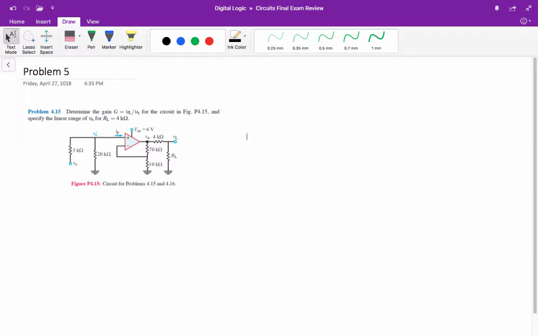This is problem 5 from your exam review worksheet. This is a problem on op amps from chapter 4. And we are to determine the gain, VL over VS, for this circuit and to specify the linear range of VS for RL equal to 4 kiloohms. So you have to analyze this circuit.